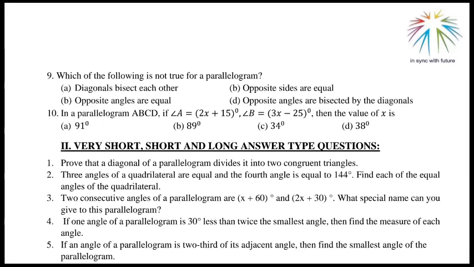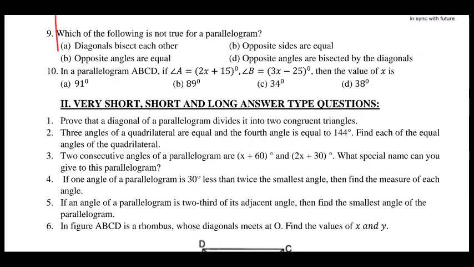Are you solving it, beta? Yes. Is it easy? Yes. 2x plus 15 plus 3x minus 25 is equal to 180 degree, right? 38. Excellent. So option D is your answer.